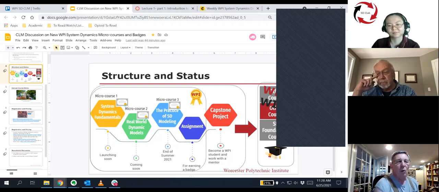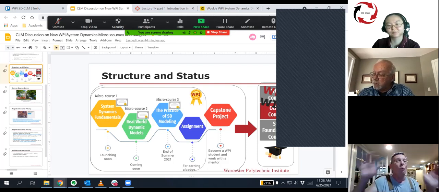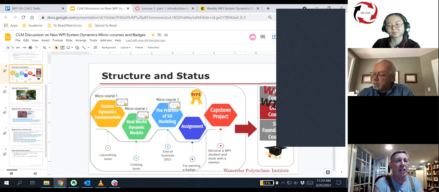WPI is also interested in doing what we're doing here across the university. So it's not just for System Dynamics, but whatever we figure out works or doesn't work, they're going to use that for the university's other online offerings. So we're the guinea pig. And so some of what we're being asked to do comes from the university, and it's university-wide. It has nothing to do with System Dynamics per se, but rather what the university has concluded it wants to grant credentials.